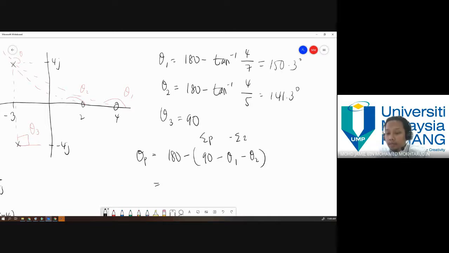Okay, and then so we get 381 degrees. It seems wrong, so this one should be... okay, I think the formula is not correct. Okay, I think it's plus. But later you guys check again.